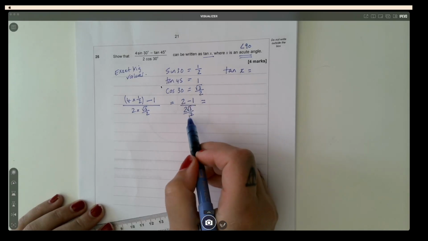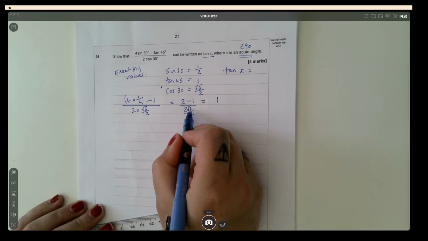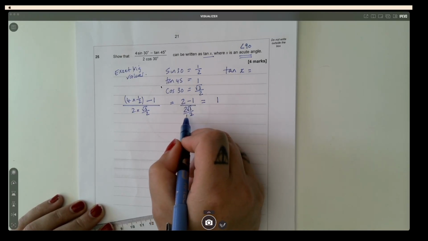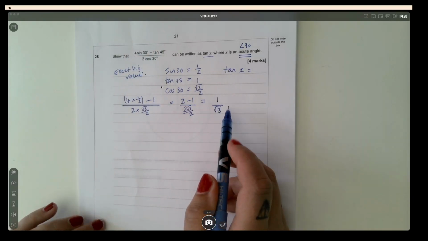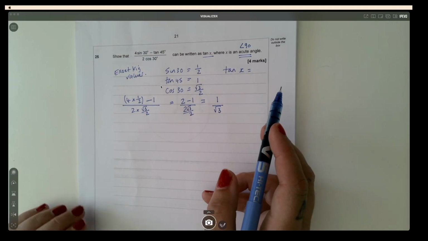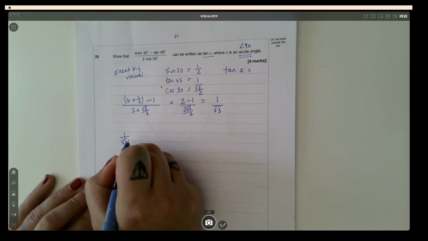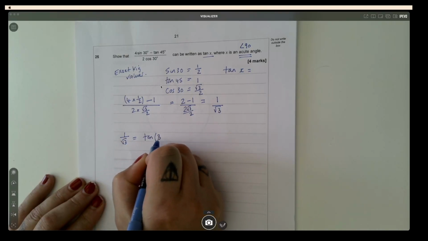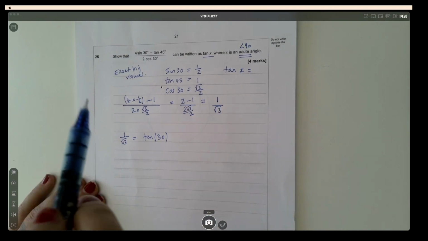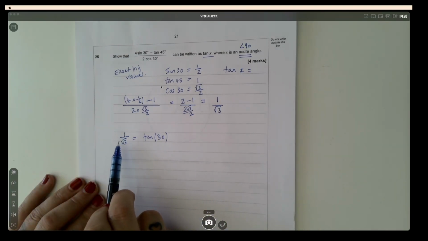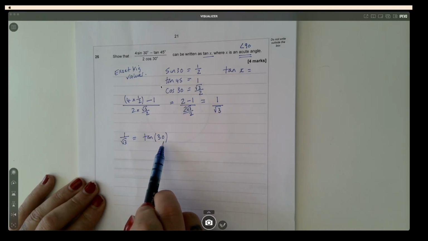So now we can simplify the top and the bottom further. 2 subtract 1 is 1. 2 root 3 divided by 2 leaves us with root 3. So this calculation is 1 over root 3. Now I know from my exact trig values that 1 over root 3 is the exact value for tan 30. If you'd generated it using a table, then you would have been able to recognise that value if you didn't know it off by heart. So 1 over root 3 is equal to tan 30.